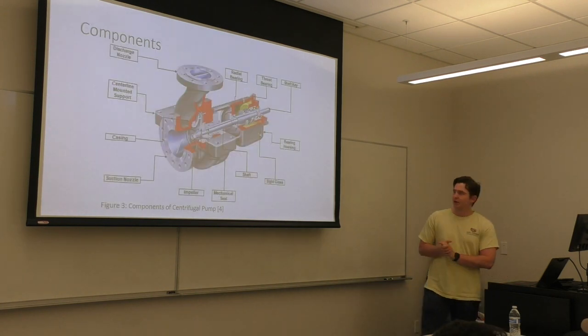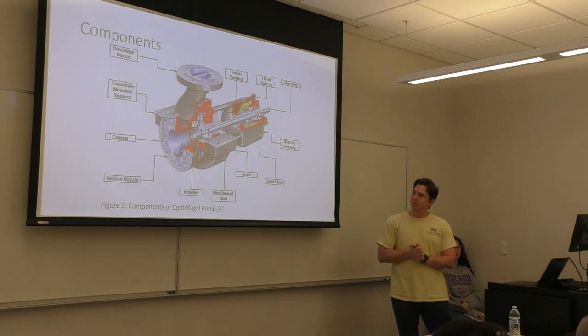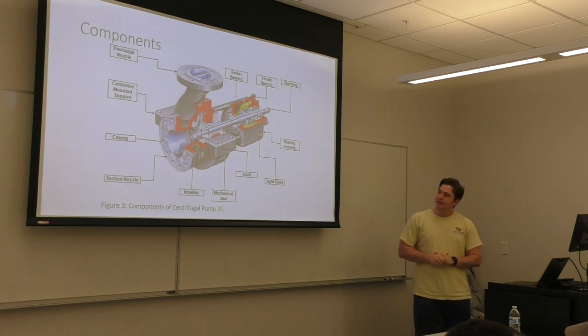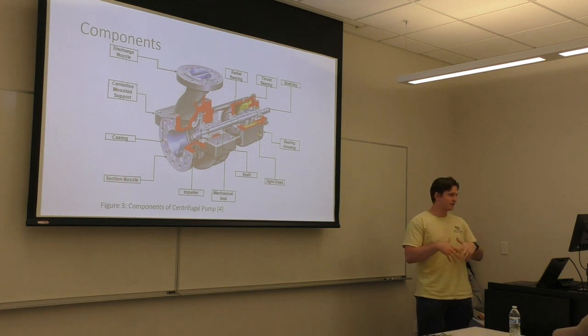Here is a diagram of the components of a centrifugal pump. We'll just go over a few of the most important ones. The suction and discharge, as the name entails: the suction is where the fluid enters and the discharge is where it exits. The casing is what protects the inside components from the outside environment.